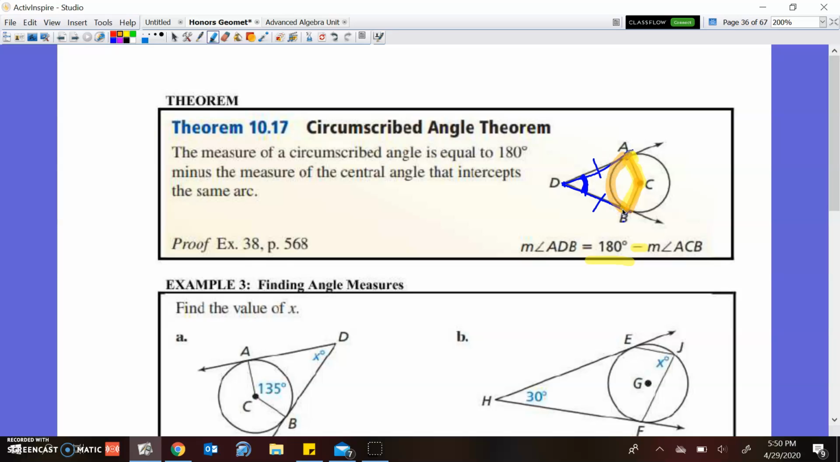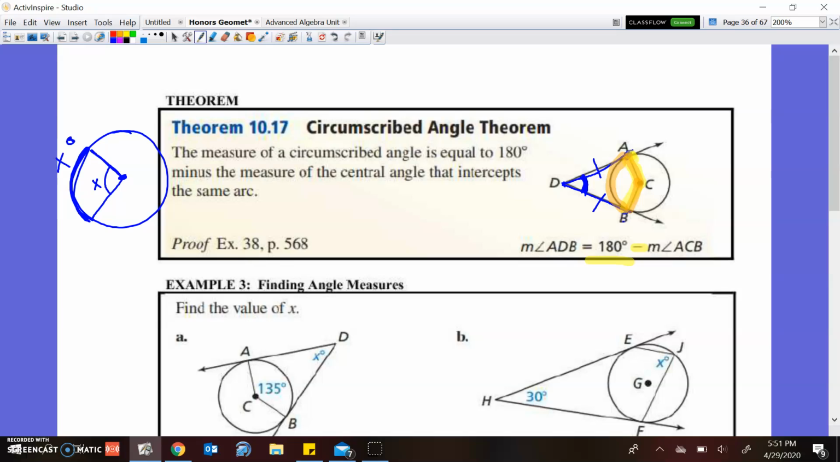Remember, if we go back a couple of lessons, if we have a central angle, it's that piece of the pie. If I know that this is x degrees, this intercepted arc is also x degrees.